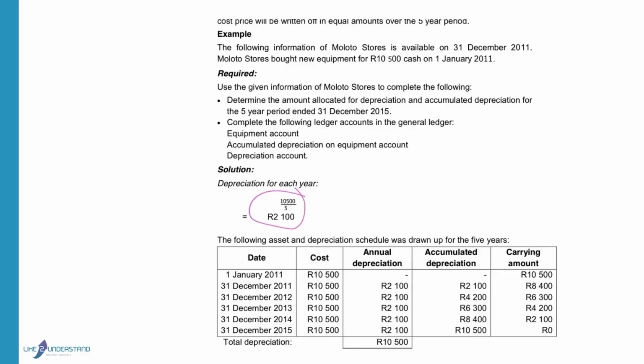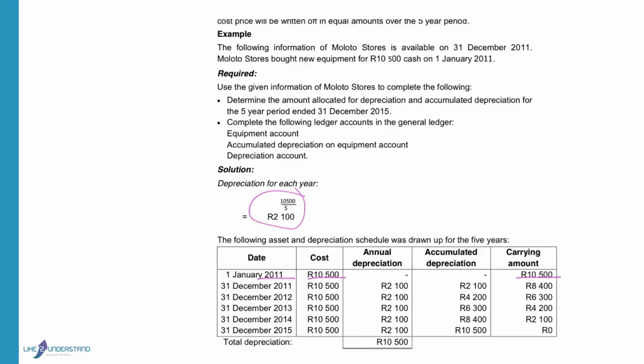each year. If we look at the schedule that was drawn up here, this asset was purchased on the 1st of January 2011 at a cost of $10,500. So the carrying amount, what it was worth, was $10,500.